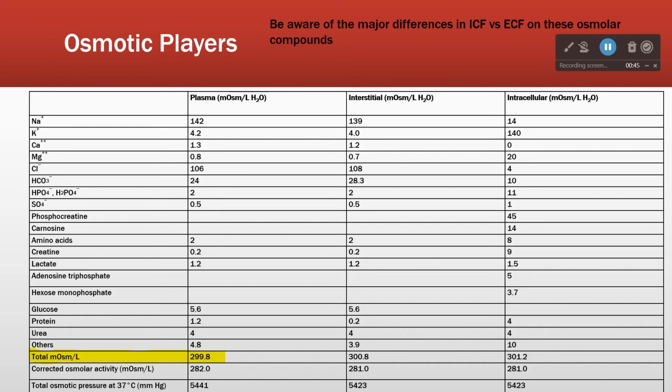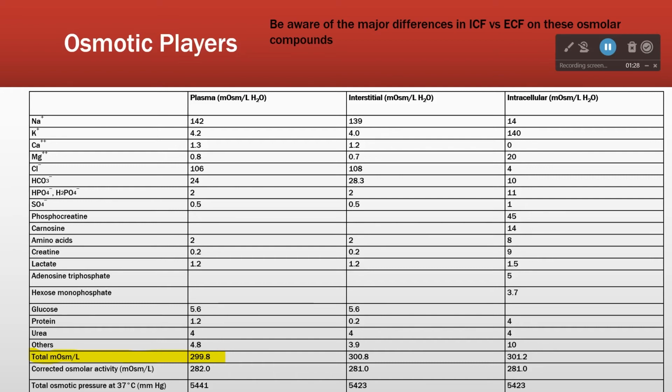So I need to introduce three words: hypertonic, isotonic, and hypotonic. When we talk about tonicity, what we're talking about is osmolarity, or osmolality, if you want to get technical about it, but either one. So isotonic means same osmolarity. So for example, normal saline, 0.9% normal saline, is isotonic with plasma. In other words, it has enough sodium chloride dissolved in it that its osmolarity is about 300.